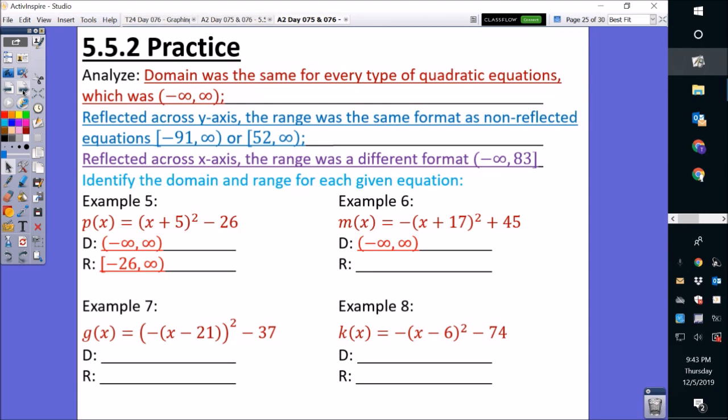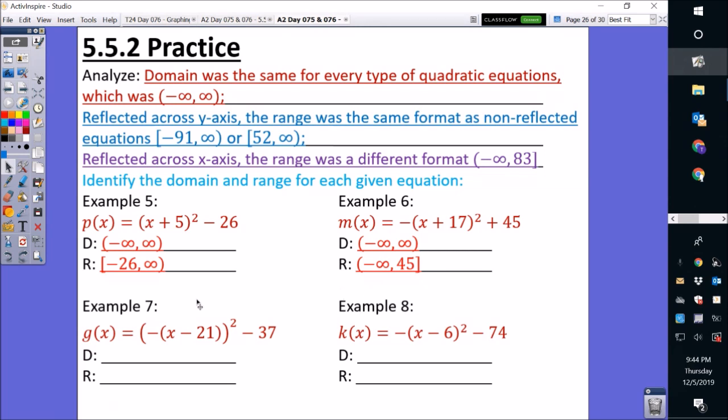Now for the range, like I said before, it's going to be a different format, meaning that we would start at open parenthesis and we're going to have negative infinity, comma, and then the number that we're going to end with will be this number that's behind the parenthesis or behind the square. So that means that we're going to end with 45 with a closed bracket. So our range is going to look like this. Starting with parenthesis, negative infinity, comma, 45. Since we have plus 45 in the back of the equation, we're going to have positive 45 in the range with a closed bracket.